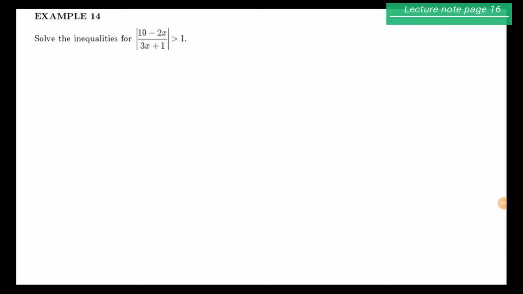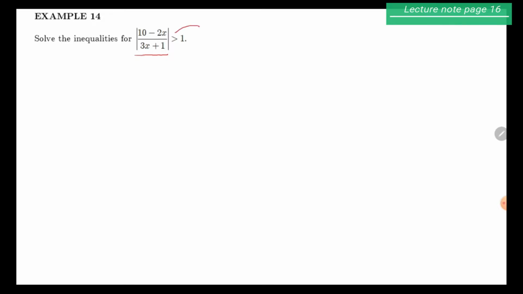Solve the inequality: modulus of (10 minus 2x) over (3x plus 1) is greater than 1. In this case, we can see that we have the fractional absolute value on our left side of our inequality. So we can apply type 4 of our absolute inequality solutions. We can use the method of basic definition to solve this question. Now we can see that we have a single absolute value on our left side of the inequality, so we can apply the definition.